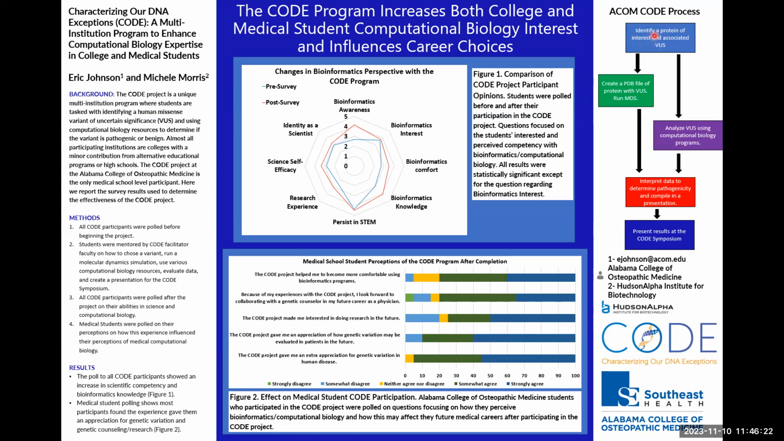I have the students identify a protein of interest and the associated missense variant of uncertain significance. I like them to do a molecular dynamic simulation. They need to create a PDB file of their protein along with the version of the variant of uncertain significance. Then they make replicates and run it in the simulation. As the simulation is running, I have them also look at other computational biology programs to get data.